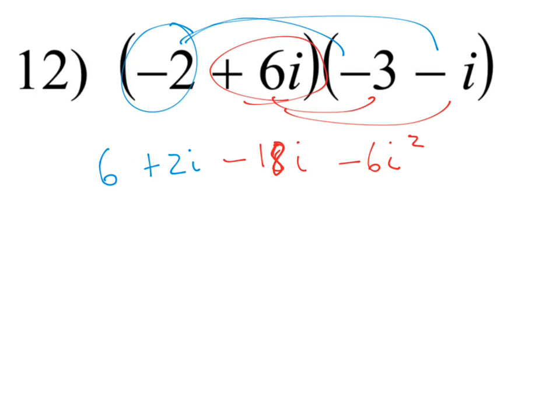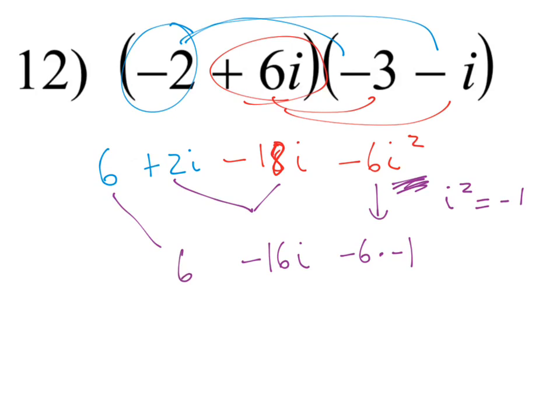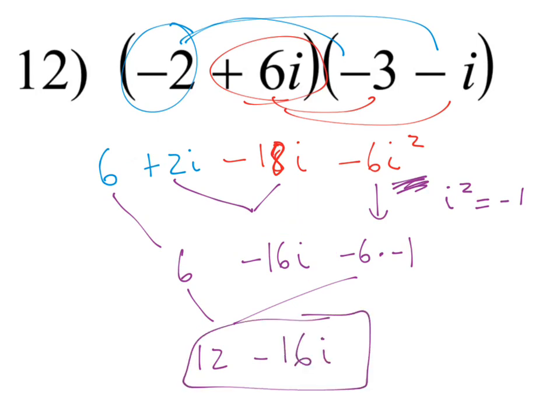A few things to remember. Remember that i squared is equal to negative 1. And so this part here is going to turn into negative 6 times negative 1. These combine because they have i's together, which you've got 2i minus 18i, leaving you with a negative 16i. And then the 6 doesn't really have anything to combine with yet. This part here, negative 6 times negative 1, gives you positive 6. So these can combine. 6 plus 6 gives you 12. And then you've got the negative 16i there, or subtract 16i there.